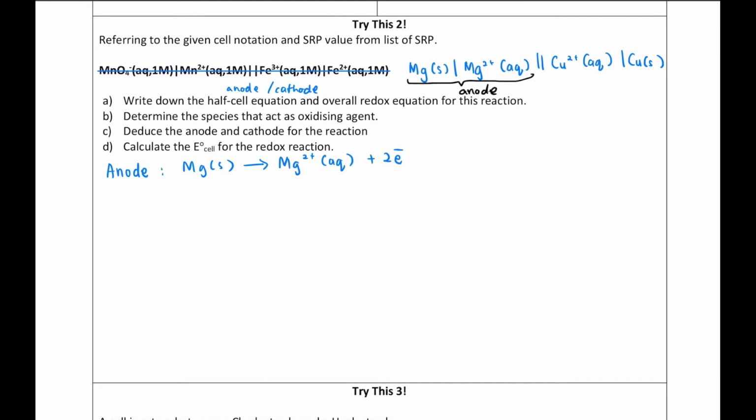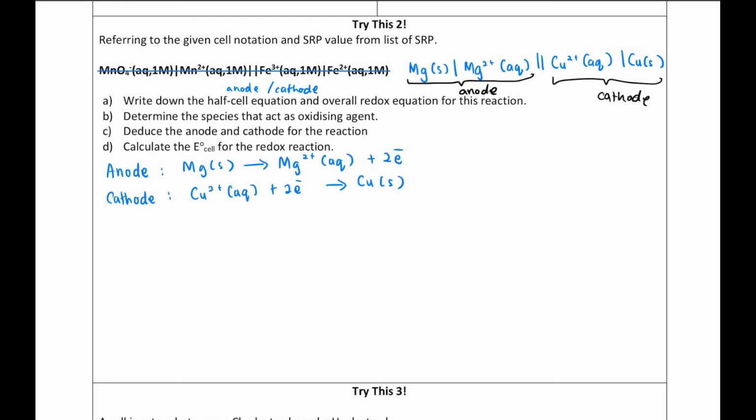Okay, so next kita pergi kepada cathode. Okay, for cathode berlakunya reduction. Okay, so cathode is this one lah. Copper 2 plus pergi jadi copper. Okay, so copper 2 plus aqueous plus 2e will produce copper solid. Okay, so kita dah dapat equation anode and cathode, then combine these two equation to form overall.